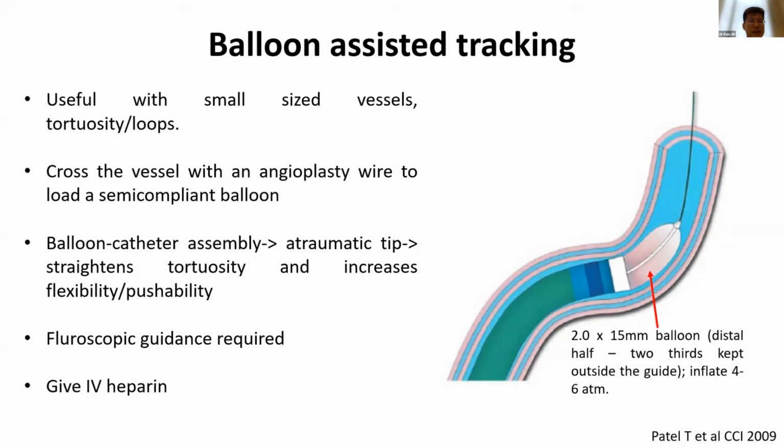Now then, this entire balloon catheter assembly can be advanced over the wire, and as it moves forward, the balloon tip actually moves the wire off the artery wall, straightening out the tortuosity and allowing passage of the catheter, limiting further trauma to the vessel. This maneuver has to be performed under fluoroscopic guidance, and it's important that the patient is anticoagulated as well.